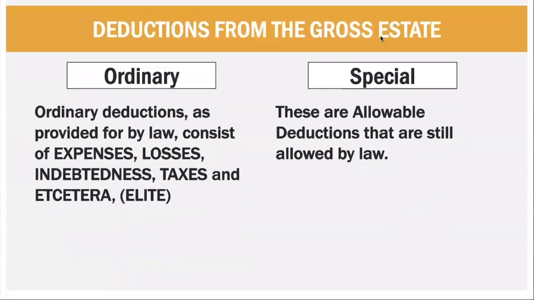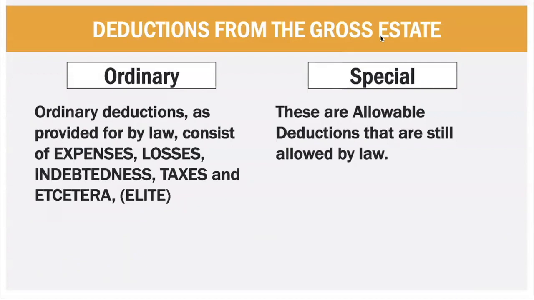So your deductions from your gross estate can either be an ordinary deduction or a special deduction. Actually, per the laws, the TRAIN law per se, it is not classified as ordinary or special. It is only considered as deduction. There was no mention if that is considered ordinary or special. However, based on a revenue regulation provided under the BIR, they classify your deductions as either ordinary or special deductions.